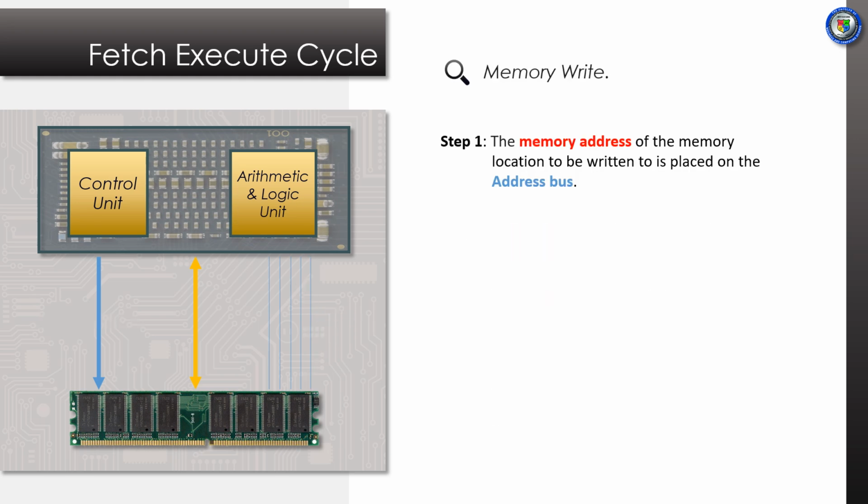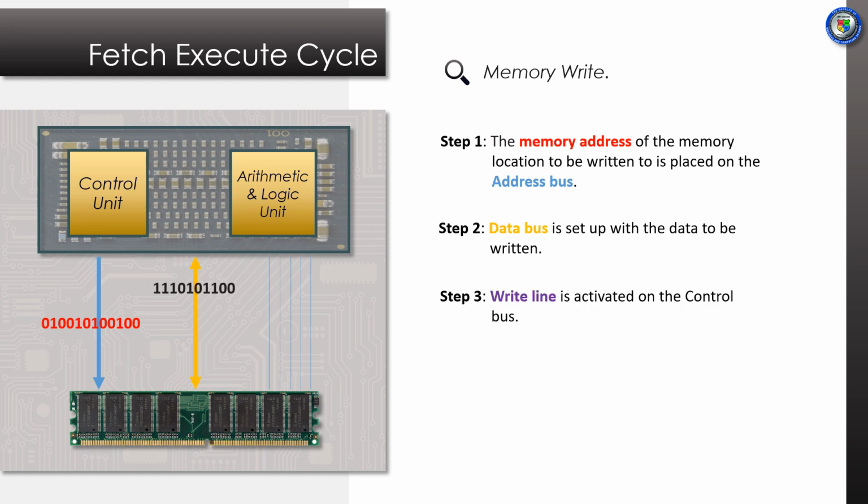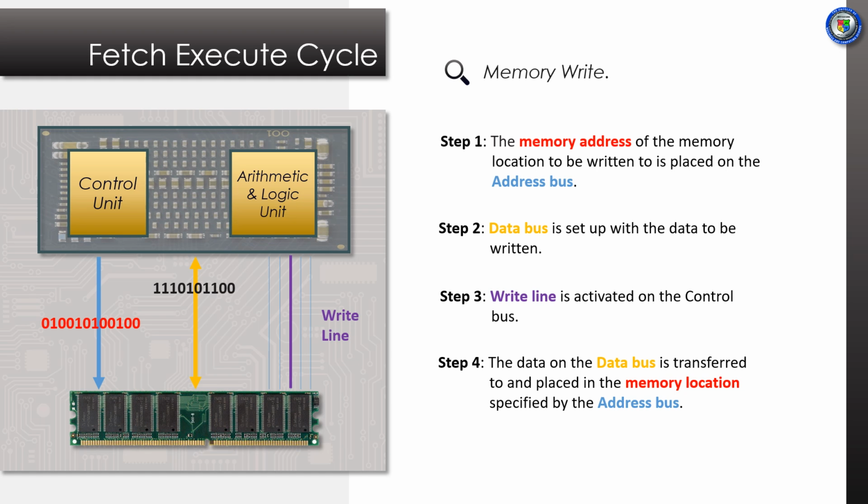We'll now look at a memory write operation. Again, the memory address of the memory location to be written to is placed on the address bus. The data bus is set up with the data to be written. The write line is activated on the control bus. The data on the data bus is transferred to and placed in the memory location specified by the address bus.